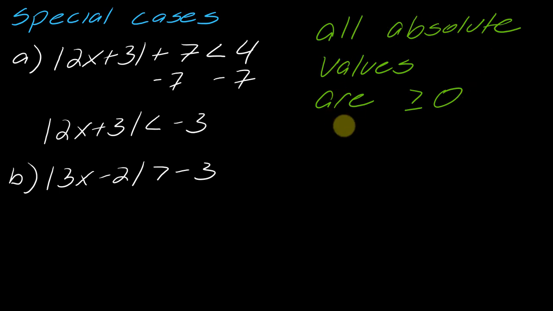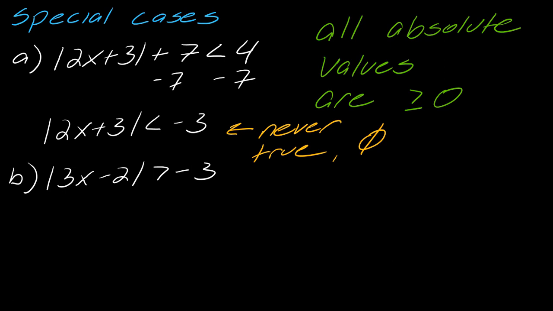If this is what I know about absolute value, that it always has to be greater than or equal to 0, when is this true? This is never true, right? Absolute value cannot be less than negative 3. It can't be less than a negative number because it has to always be greater than or equal to 0. So this is never going to happen. So this is no solution, or our favorite, the empty set.